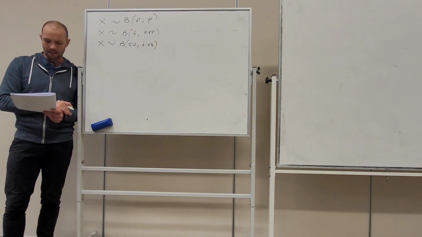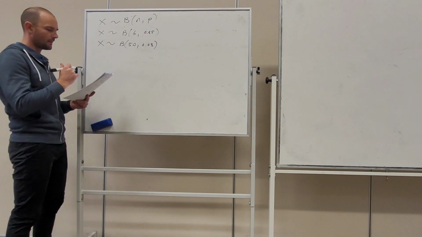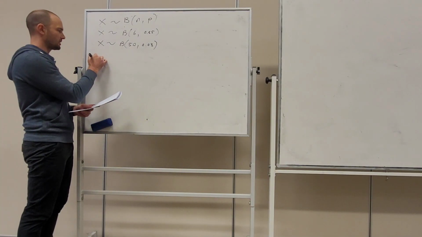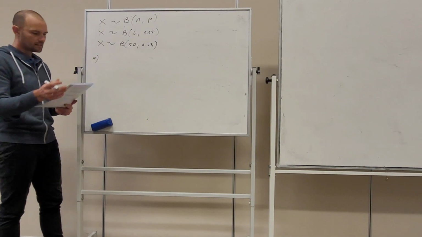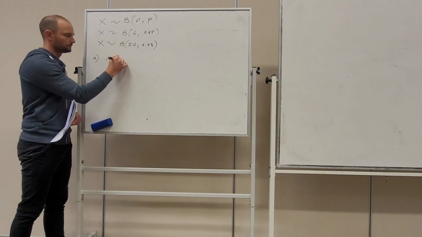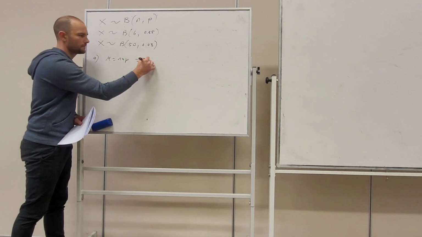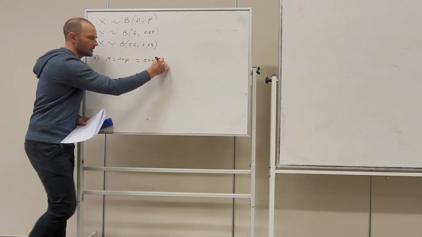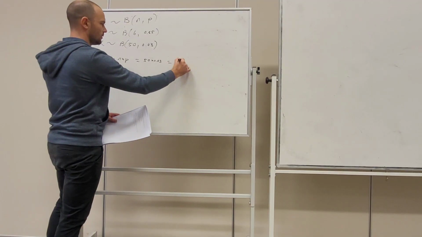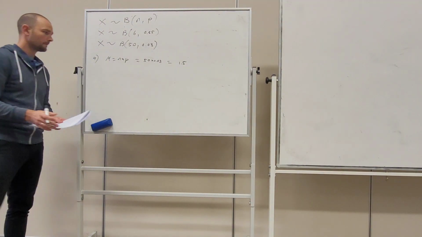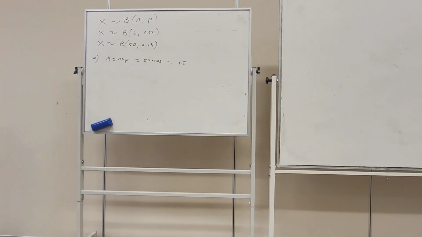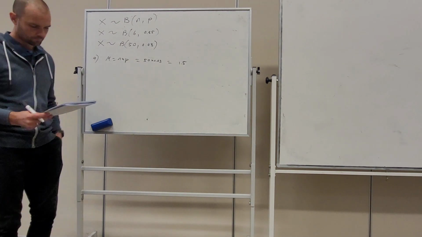All right, part A: find the mean, standard deviation, and variance of defective matches. So the mean is n times p. In this circumstance, 50 times 0.03, which is 1.5. So on average, we expect 1.5 matches per box to be defective.